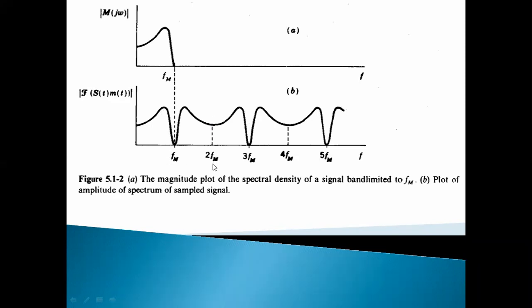Spectral components occur at every 2fm, 4fm, 6fm like that. The span is 2fm. The positive side is fm, the negative side is fm. Fm plus fm, that is the shift to the 2fm. Okay, so that is the expression of Fourier series multiplication. This is also called as a DSBSC signal.